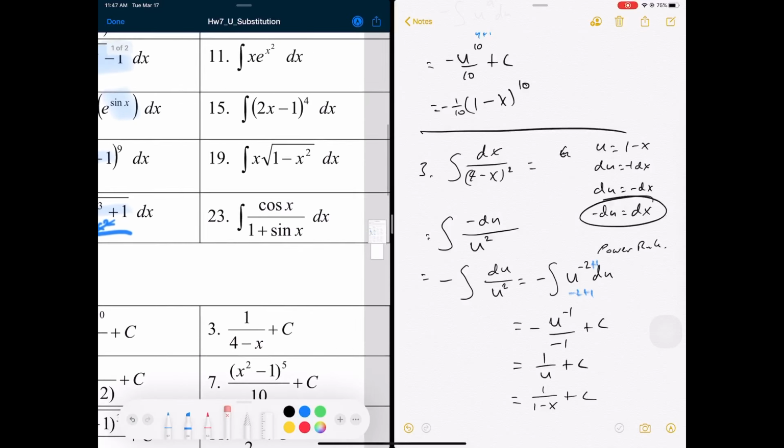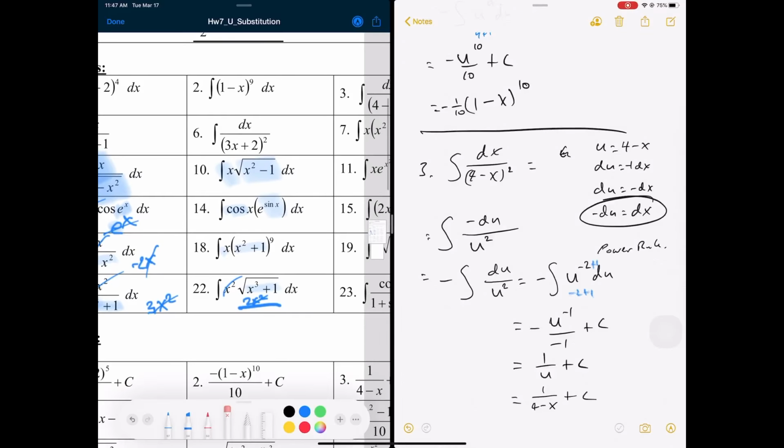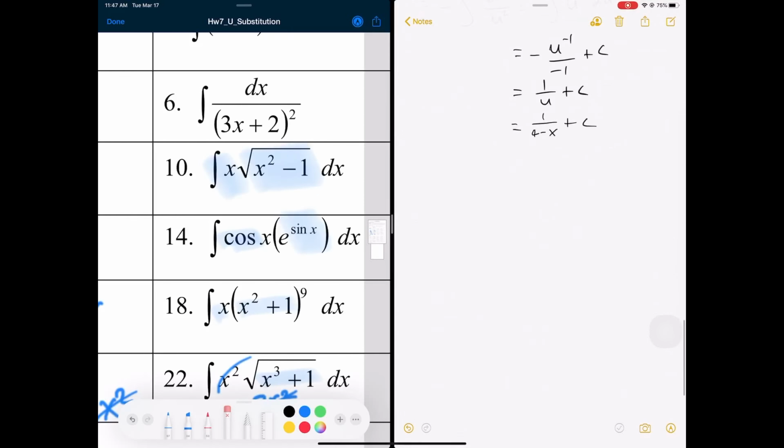Check our answer for number 3. Oops, that was a 4, I'm sorry. Any questions? Let's do the square root number 10 here. Number 10. The integral of x square root of x squared minus 1 dx.